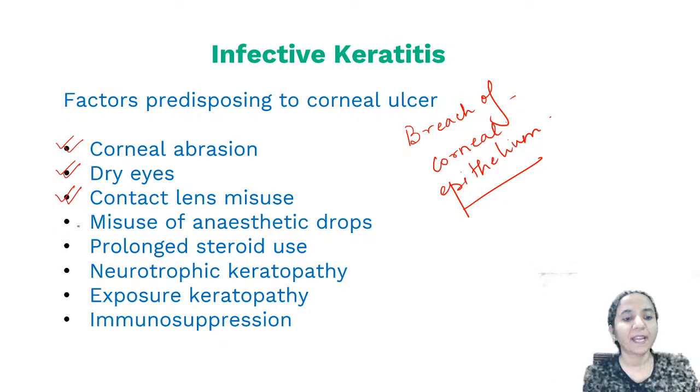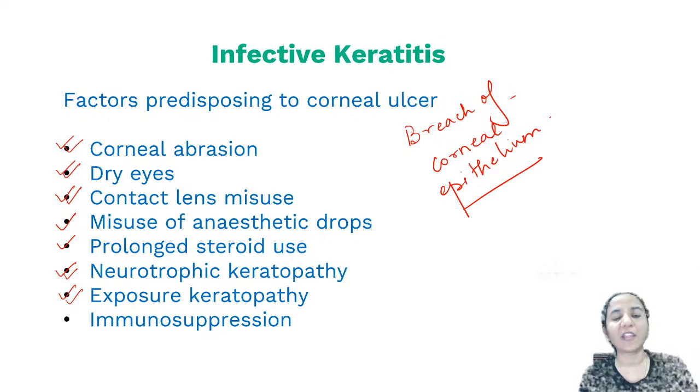formation of ulcer. Then neurotrophic keratopathy, exposure keratopathy, that is chronic diseases of the cornea which damage the epithelium and do not allow the epithelium to grow back. Then prolonged misuse of steroid or anesthetic eye drops. These are conditions which also damage the epithelium and they may also result in the formation of a corneal ulcer. So the basic point is that anything which breaches the integrity of the corneal epithelium can predispose to the formation of a corneal ulcer, that is infective keratitis.